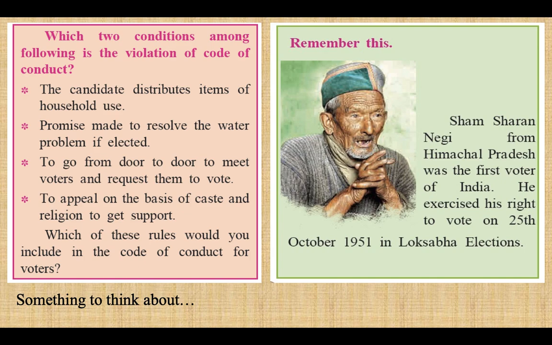Okay, the candidate distributes items of household goods. Now you know that when there are elections, candidates come and ask for votes. They come to your societies, they come to your houses. In rural areas, they go and make certain promises, but they have to maintain a code of conduct. They cannot bribe their voters into voting for them. They cannot use caste systems or religion as a way of getting more and more votes. So you need to read this and see what is an accepted code of conduct and what isn't.